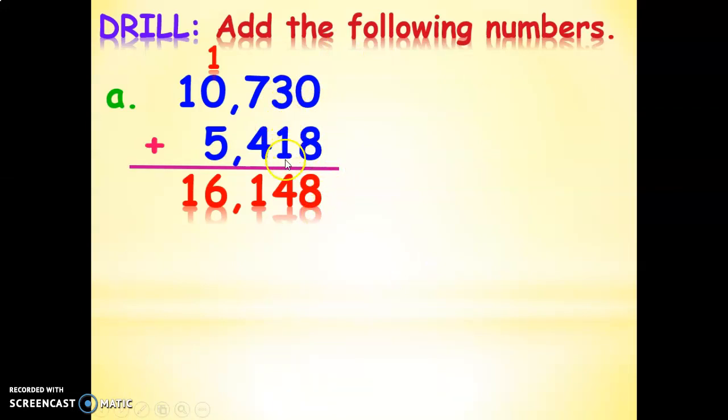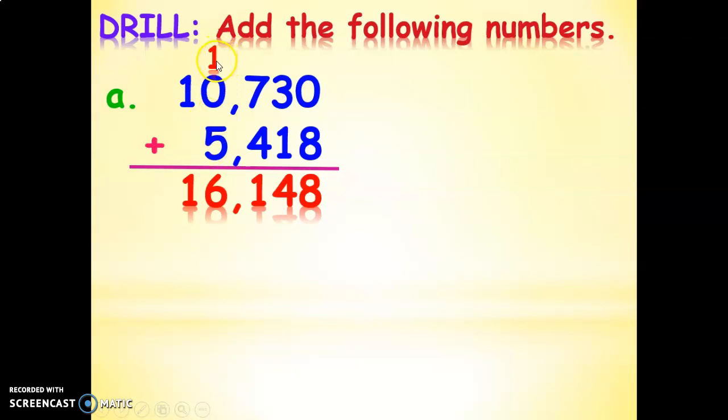3 plus 1 is 4. 7 plus 4 is 11. And because 11 is greater than 10, we place 1 here and then carry 1 on top of the next column. This next column is now in thousands place.